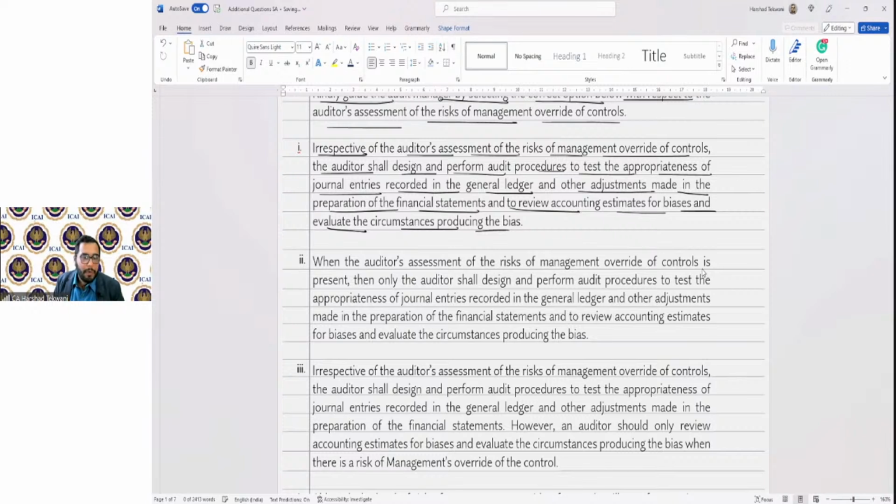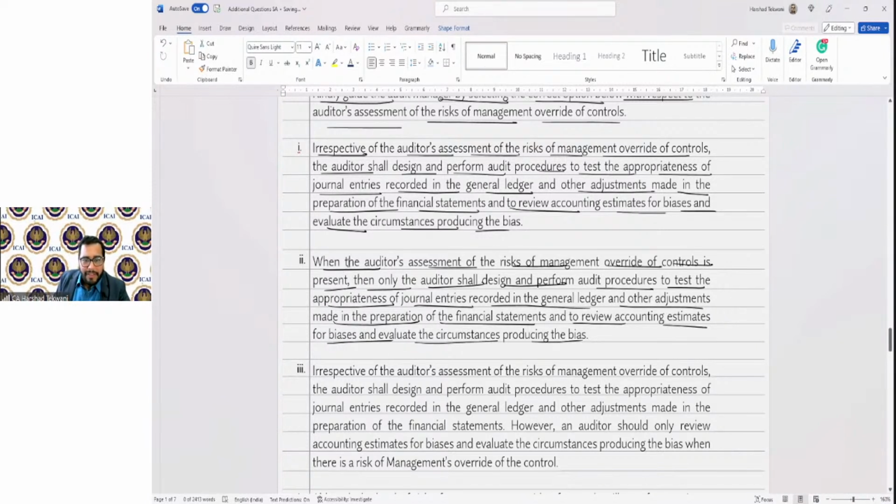the biases. Two, when the auditor assessment of the risk of management override of control is present, then only the auditor shall design and perform the procedure to test the appropriateness of the journal entries recorded in the general ledger and other adjustment made in the preparation of the financial statement, and to review the accounting estimates for the biases and evaluate the circumstances producing the biases.